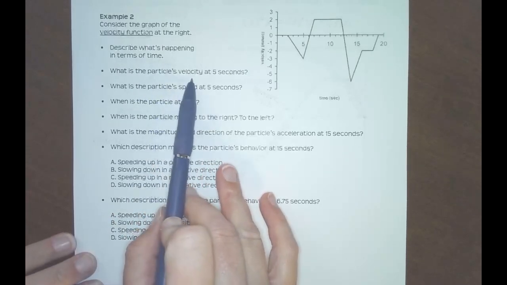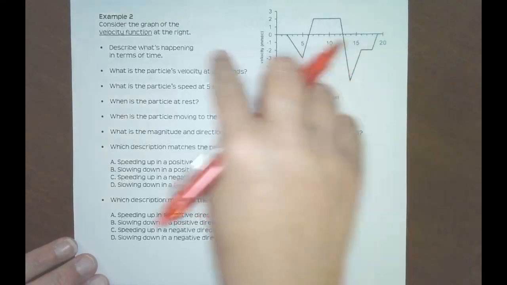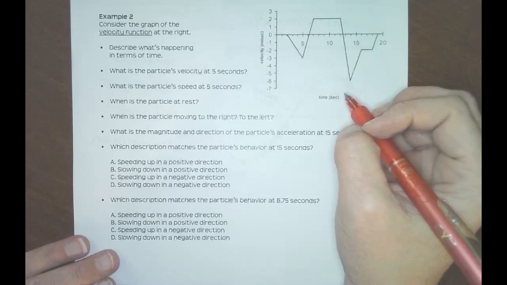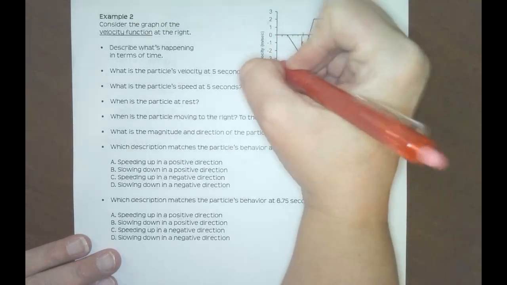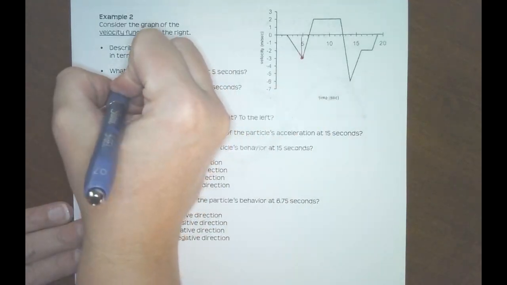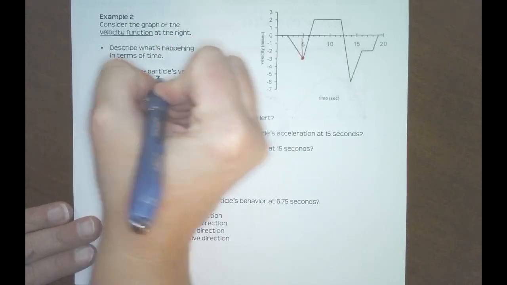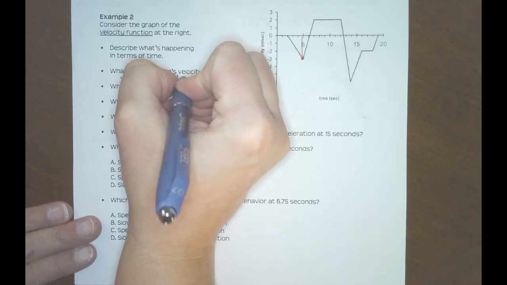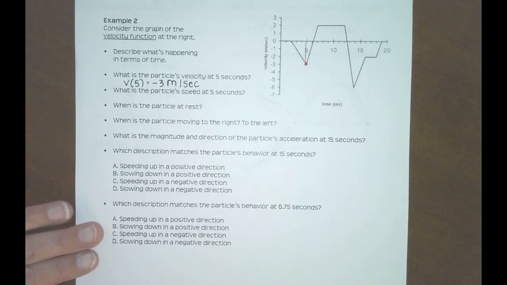The particle's velocity at 5 seconds. Well, this is the velocity graph that I'm looking at. So if it's asking me about velocity and I have velocity, I'm just reading that right off the graph. I'm just going to 5 seconds here and reading straight down, and I'm seeing -3. Okay, so I would say that the velocity at 5 seconds is -3. This is in meters per second. Okay, so just reading straight off the graph there.